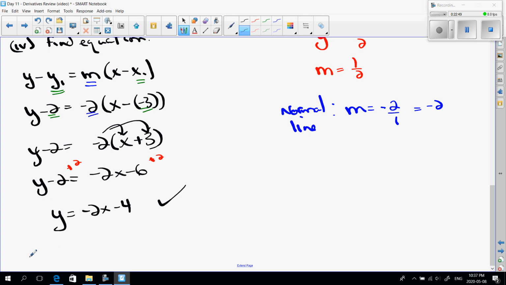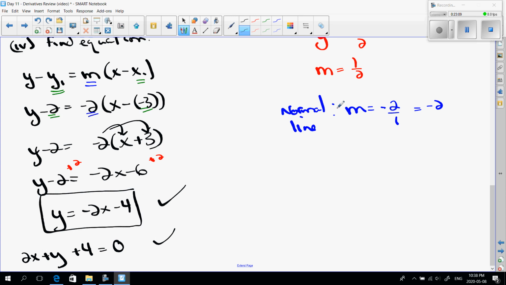The textbook puts it in general form, so instead of adding 2 to both sides, they bring everything to this side. So they'd have a positive 2x, a positive y, and a positive 4 equal to 0. Both are acceptable with me. You choose which one you like best. How about that? Okay, and that is that.